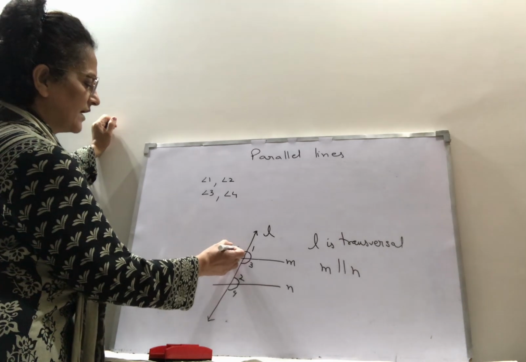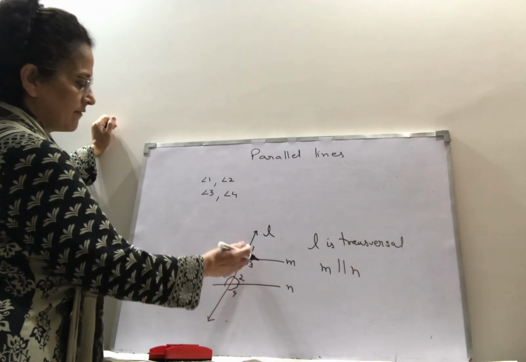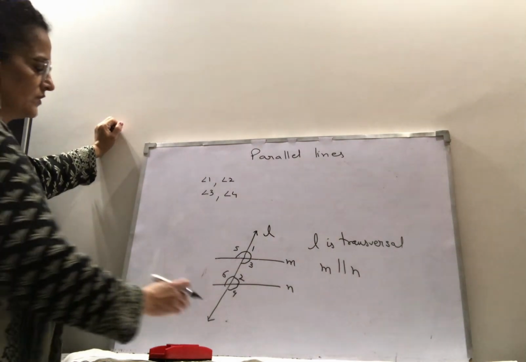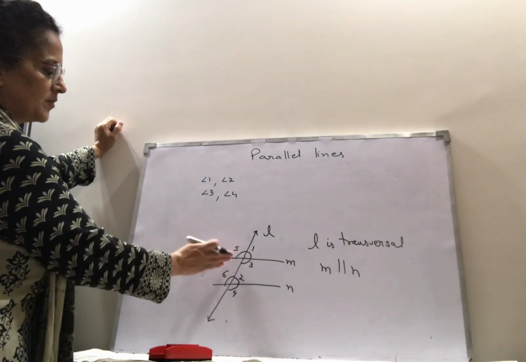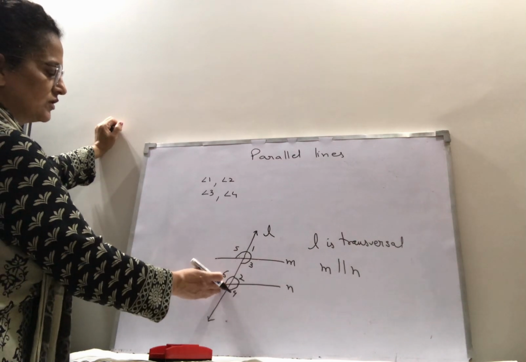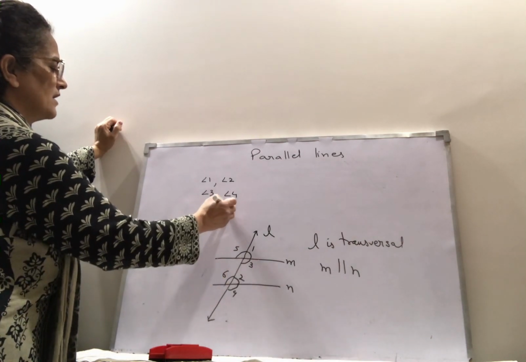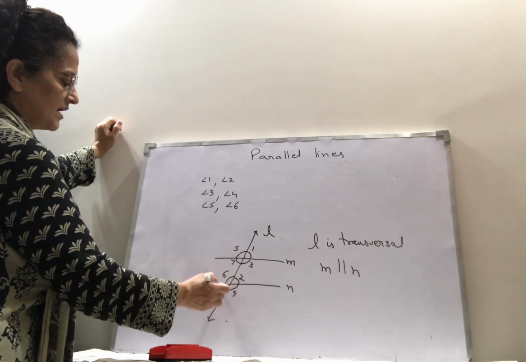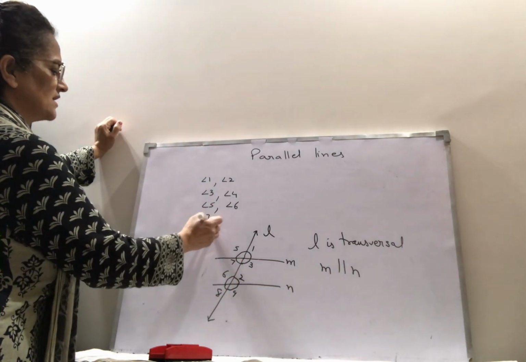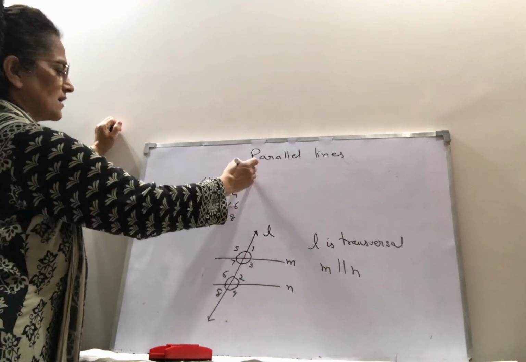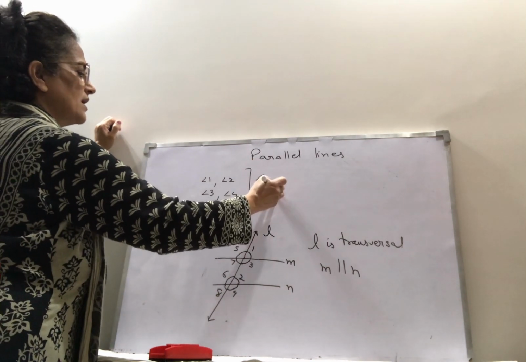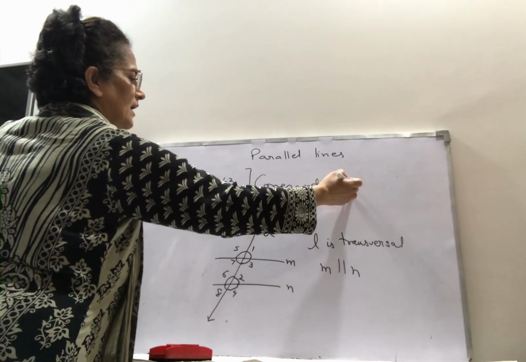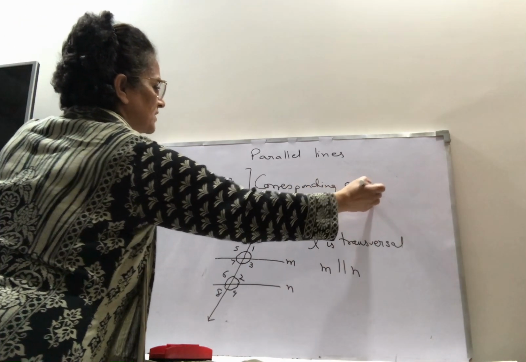Similarly, if I write 5 and 6, 5 is on the left and 6 is on the left of the transversal and above the lines I have drawn. So name given to 5 and 6, they have similar position, and 7 and 8. So 7 and 8, these are called corresponding angles. I am repeating once again.